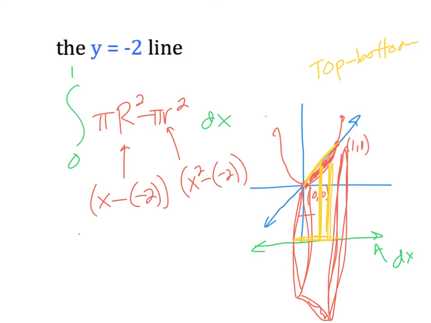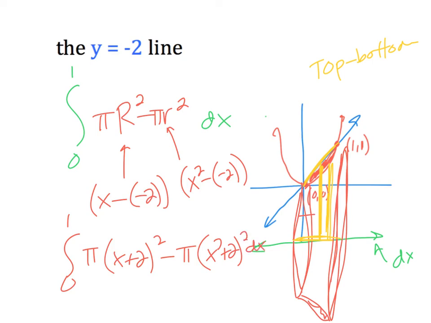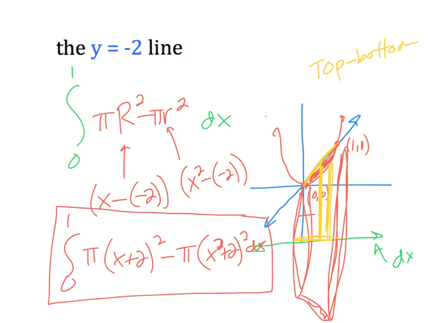And so the setup overall, 0 to 1, pi, x plus 2 squared, minus pi, and then x squared plus 2 in parentheses squared. So again, if you work this out by hand, we'd factor out a pi, FOIL terms, and it ends up being just a nice reverse power rule for you to work out. But this would be the setup for the y equals -2 line.